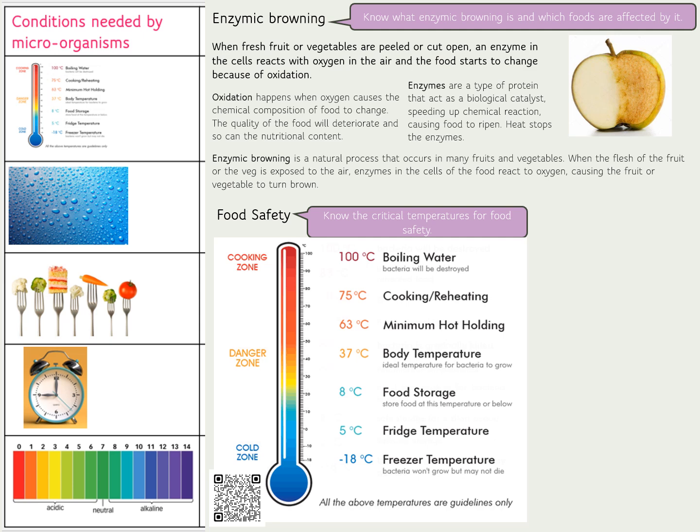One of the methods that encourages food to look as though it is going off is a condition called enzymic browning, which happens when fruits or vegetables are cut open and the oxidation happens when oxygen causes the chemical composition of the food to change and we get a brown effect.